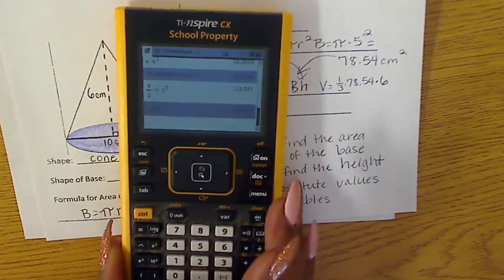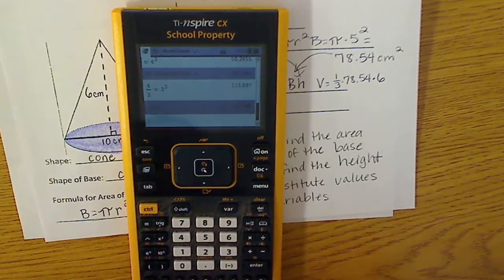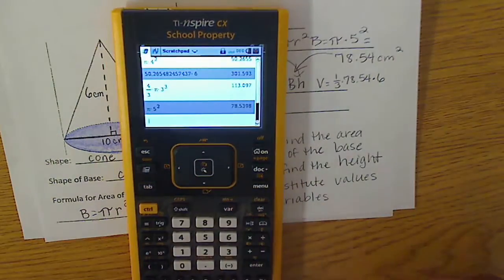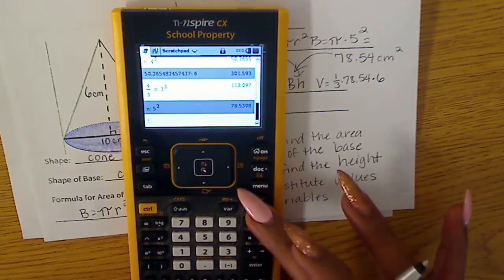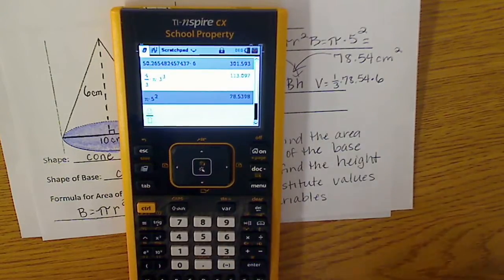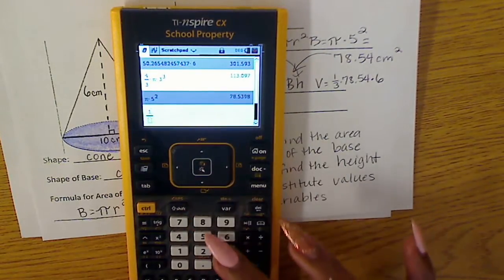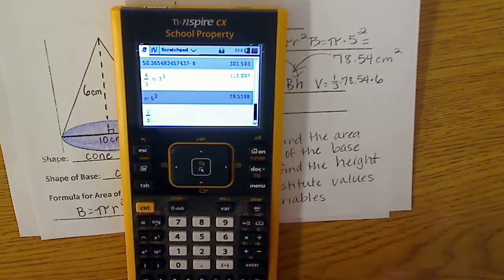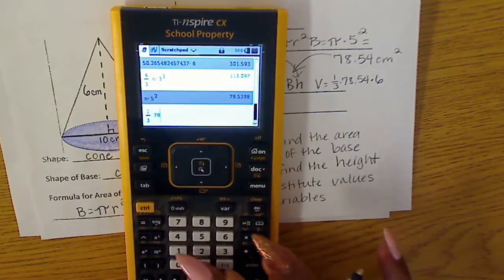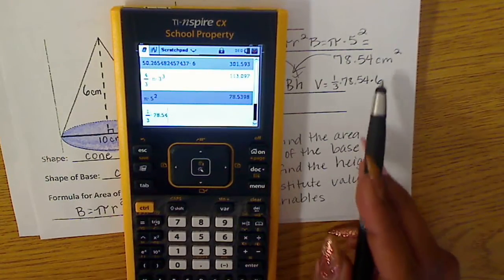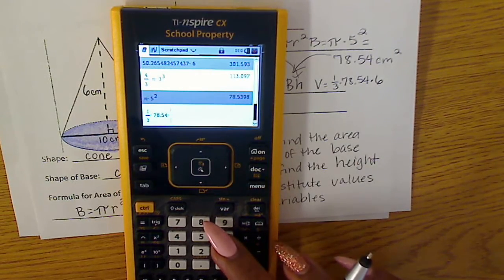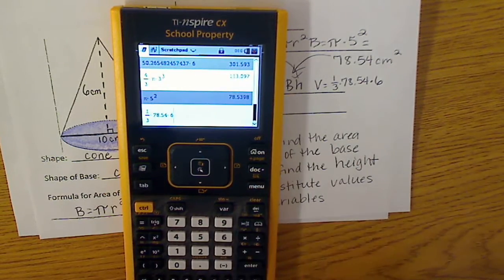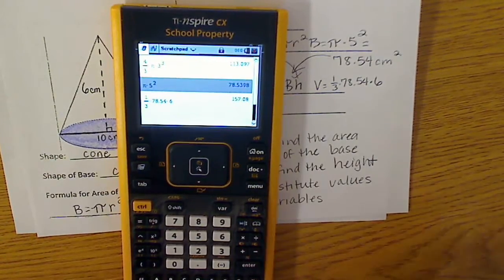I just get my calculator. Again, you don't have to do many 3-1, just put this directly into it. Control divide. 1/3. Don't forget to hit your arrow key over, and then you hit times 78.54, and then times 6. Enter.